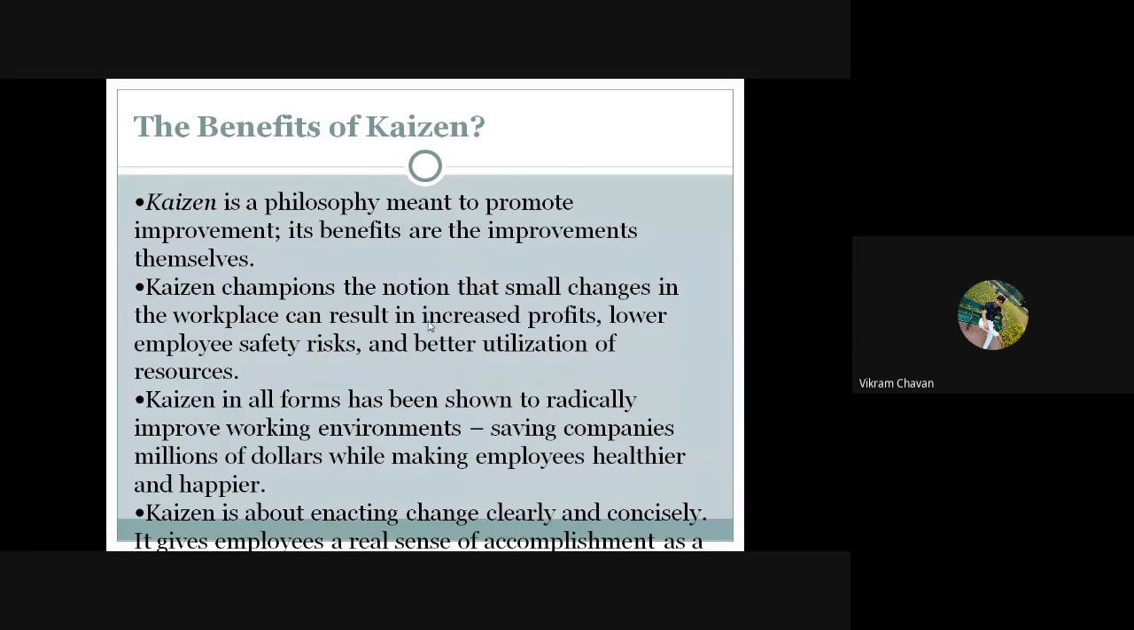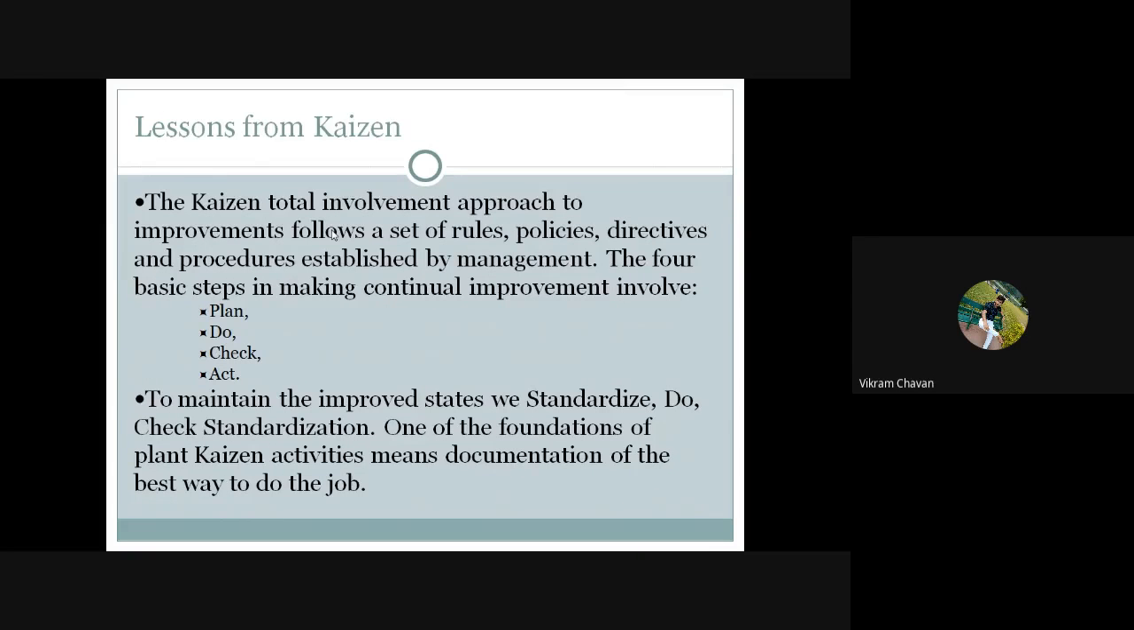Employees' health will be improved and there will be happier workers after applying the Kaizen processes. Then better utilization of resources, and that will be a good sign for the industries. And day by day the profit of the industries will improve if you are applying Kaizen on a continuous basis. So, lessons from the Kaizen.